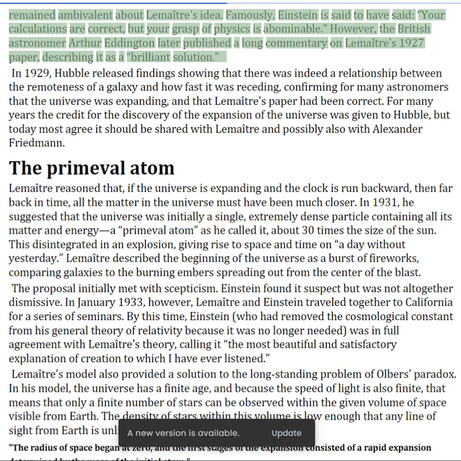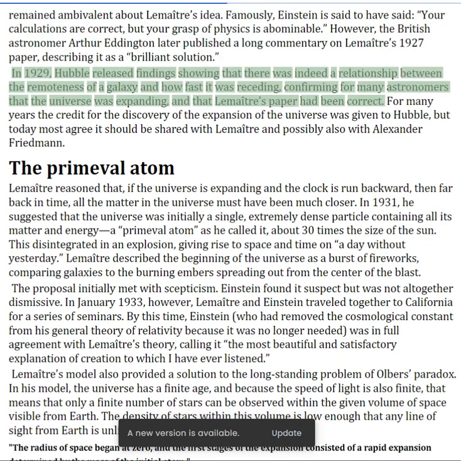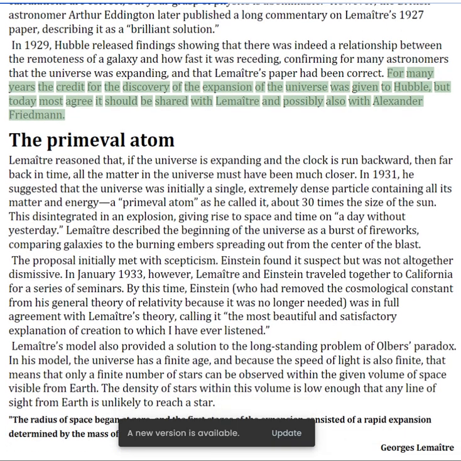However, the British astronomer Arthur Eddington later published a long commentary on Lemaitre's 1927 paper, describing it as a brilliant solution. In 1929, Hubble released findings showing that there was indeed a relationship between the remoteness of a galaxy and how fast it was receding, confirming for many astronomers that the universe was expanding, and that Lemaitre's paper had been correct. For many years the credit for the discovery of the expansion of the universe was given to Hubble, but today most agree it should be shared with Lemaitre and possibly also with Alexander Friedmann.